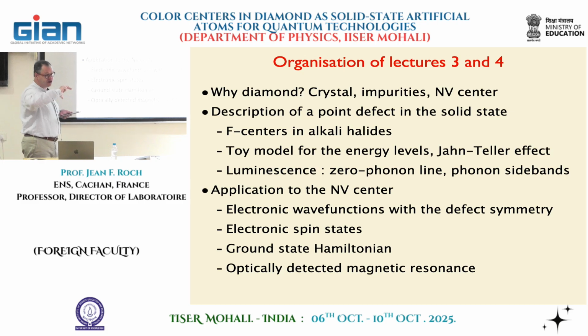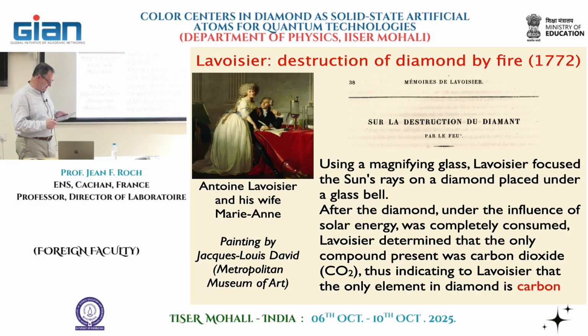And then we will apply those general ideas to the NV centers. We'll construct the electronic wave function associated to the symmetry of the point defect within the crystal. Then we'll be able to have the electronic spin state, construct the ground state Hamiltonian, and explain why we can detect optically magnetic resonance. I think I will need all the lectures for today to achieve that plan. And of course, as before, do not hesitate to ask questions if something is not so clear.